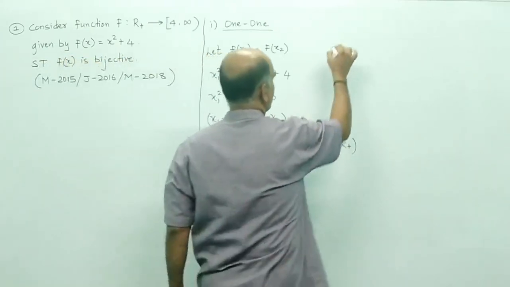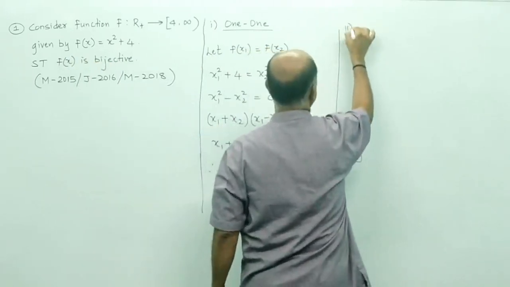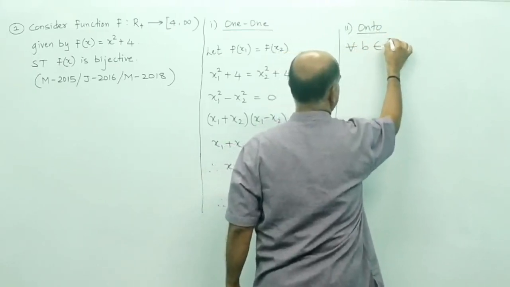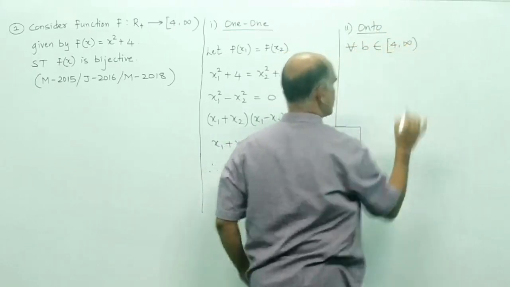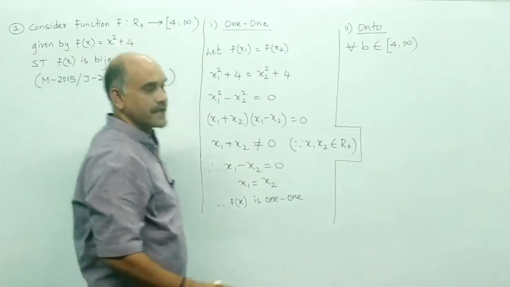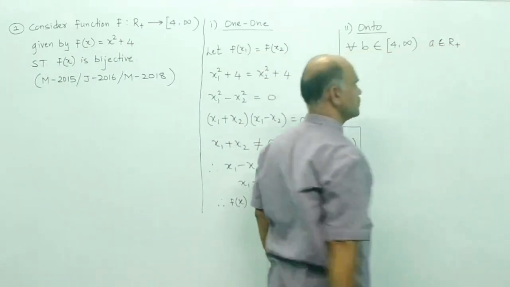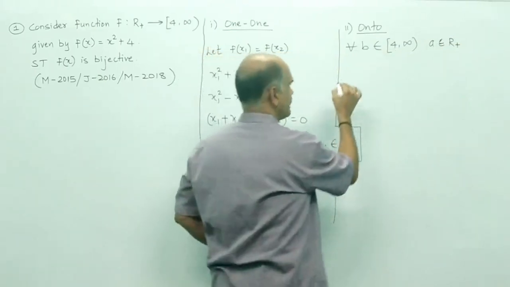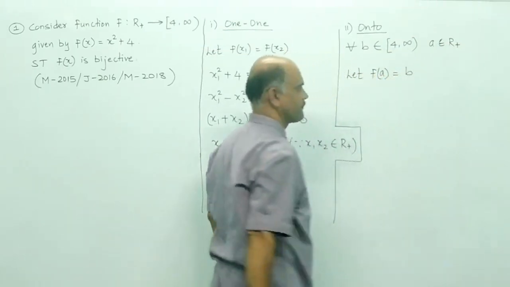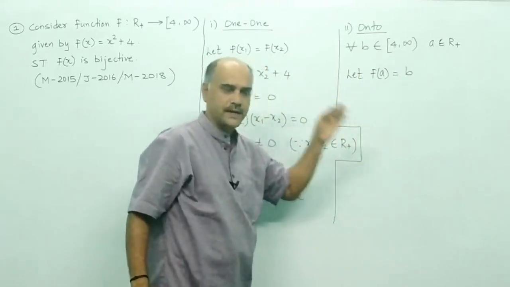Now second, we will see onto. For all values of b belonging to 4 to infinity, b will be from this second set, that is from 4 to infinity. A should belong to R plus. So you should get a belongs to R plus. Again I will take: let f of a is equal to b. Then I will solve this and find the value of a.